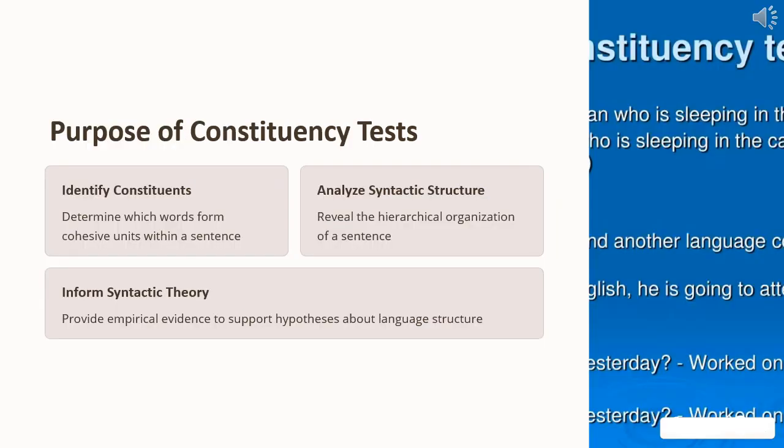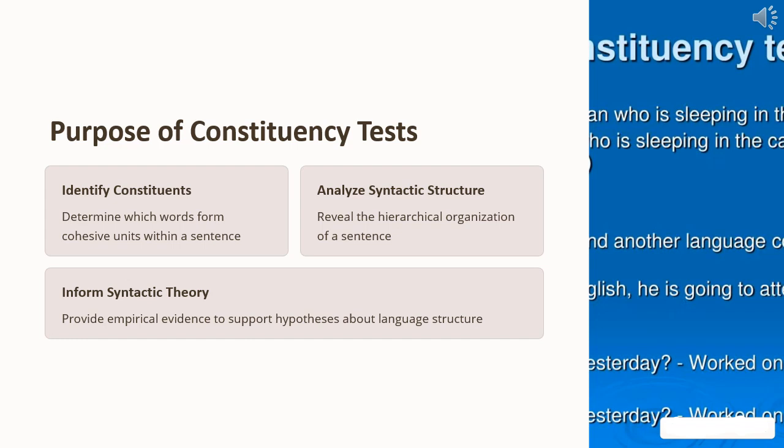Before we talk about constituency tests and their types, let's talk about why we use constituency tests. What's the purpose of constituency tests? The first thing is identifying constituents. It determines which words form cohesive units within a sentence. It says that this part is a constituent, and this part is a cohesive unit in the sentence.